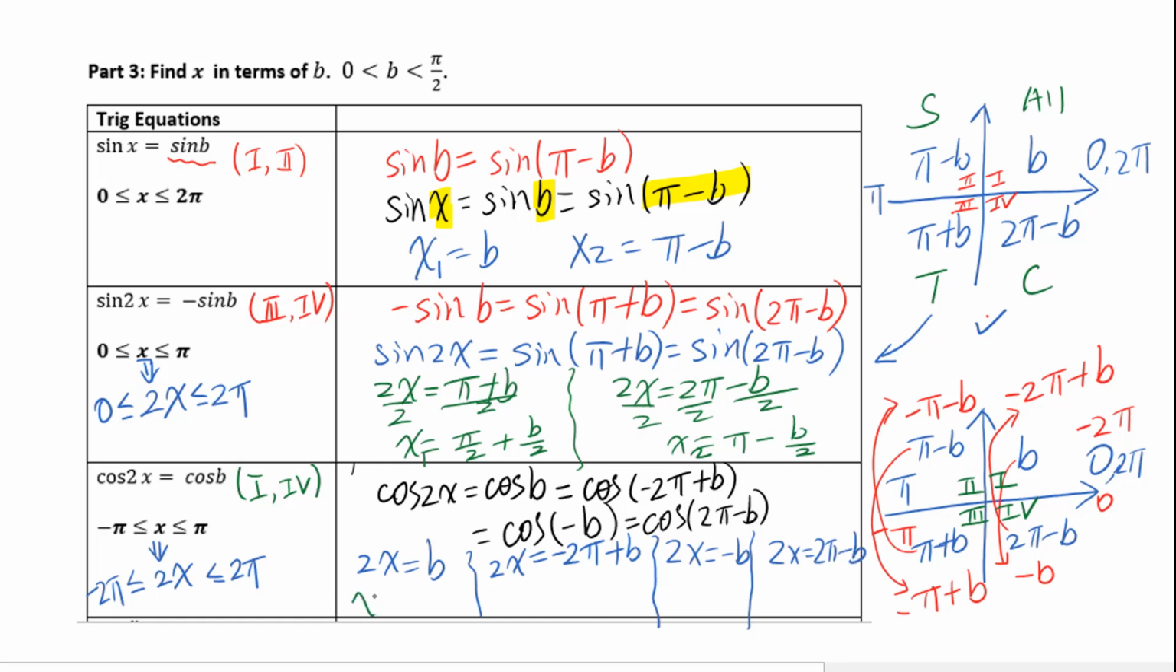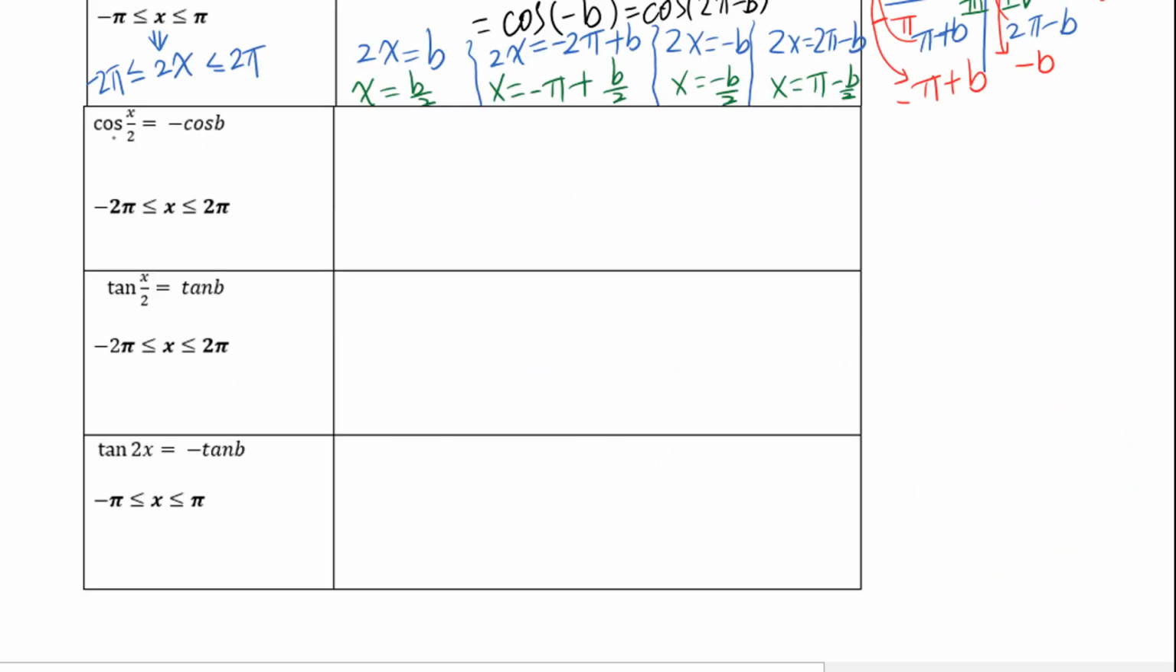Then you can solve x equals b over 2. x equals negative pi plus b over 2. x equals negative b over 2. x equals pi minus b over 2. Let's go to the next one.